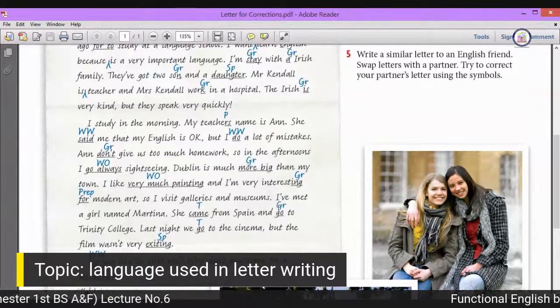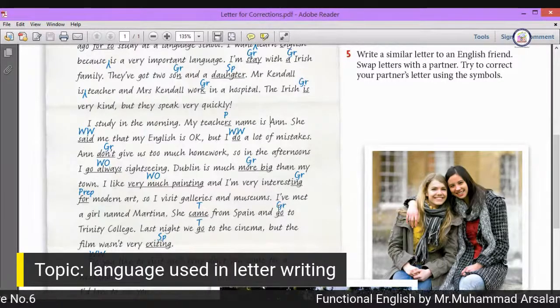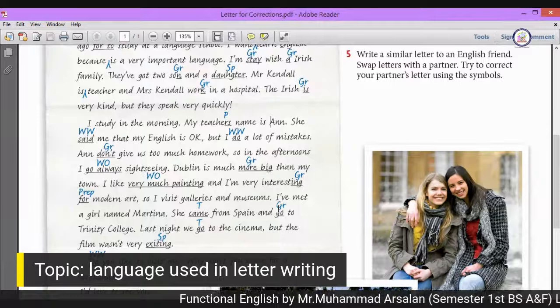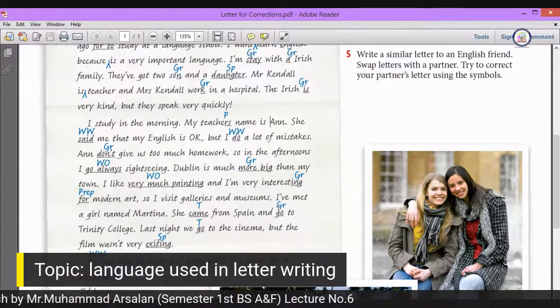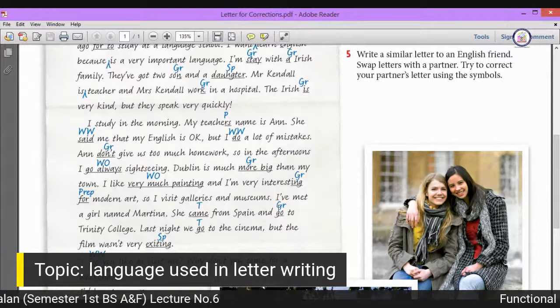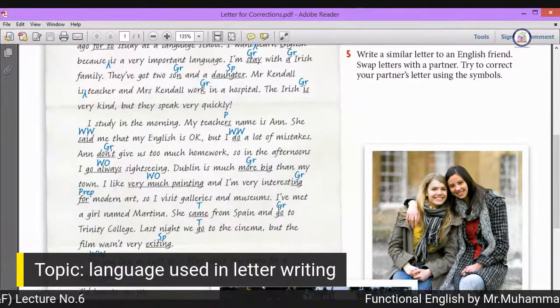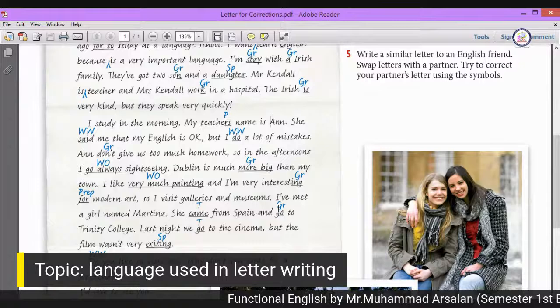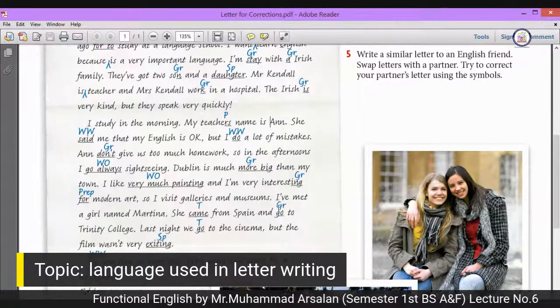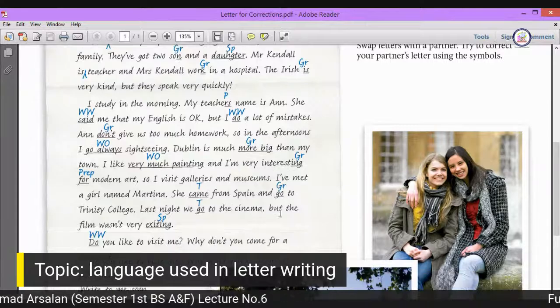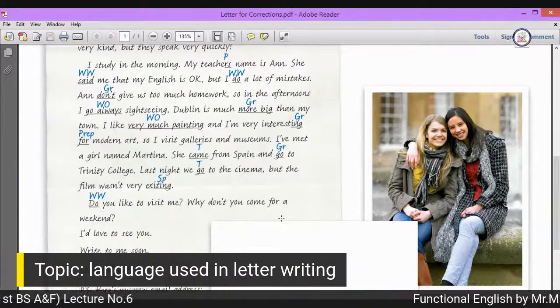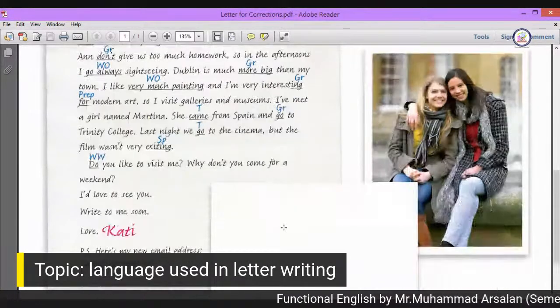Okay, so here we are. I would like you to do this exercise because it has a lot of mistakes. Let me finish it with the last line, and then I'll keep it on the screen. So I want you to point out these mistakes because this is a kind of grammatical practice as well for you all. Now the last sentence is, "Do you like to visit me? Why don't you come for a weekend? I would like to see you. Write to me soon." Now these are the complementary lines.